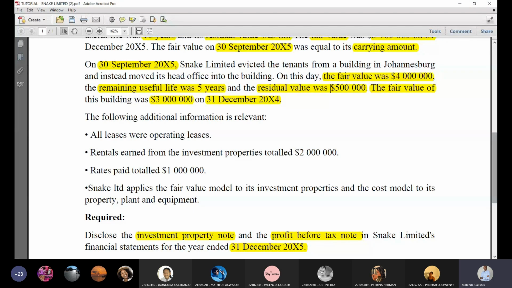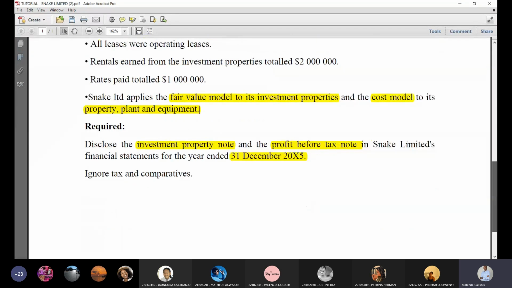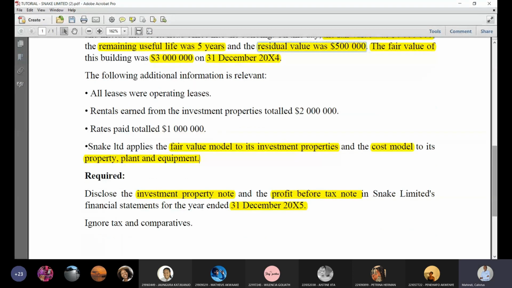Snake Limited applies the fair value model to investment property. All right, so this is very important. Fair value model to investment property and the cost model to property, plant and equipment. All right, so we're given a lot of information. This example is quite long. It would probably take you an hour to do this question. All right, maybe it might take shorter because things like the profit before tax note would be very short.